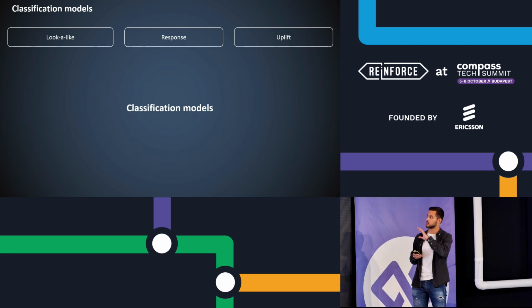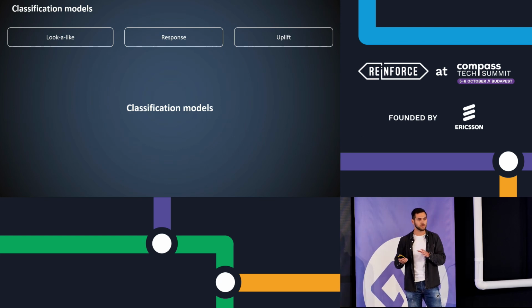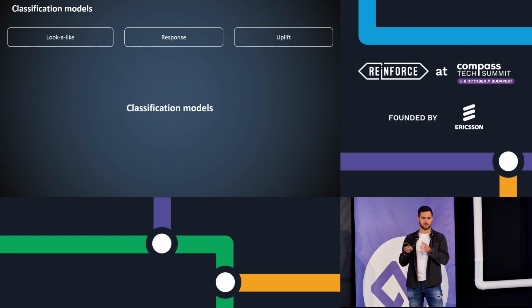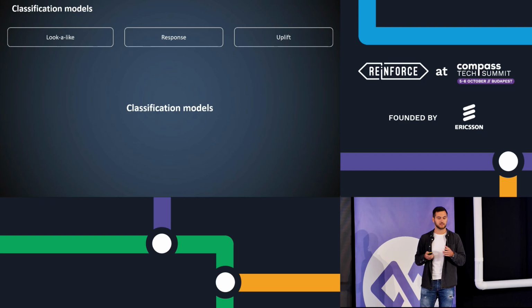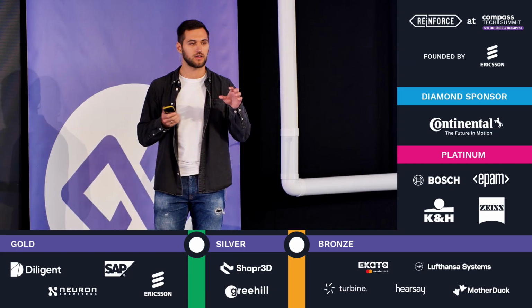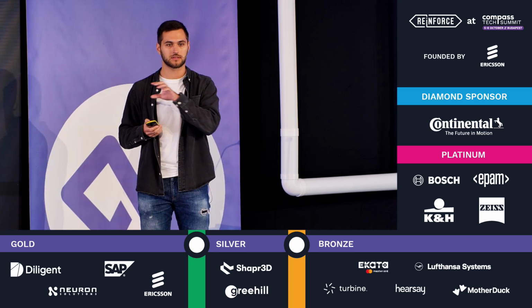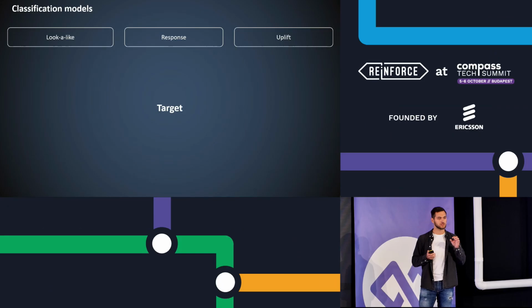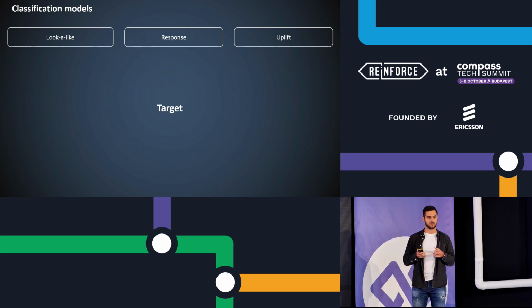You have seen these names of these types of models, lookalike, response, and uplift, many times already. And what do they have in common? They are all classification models, as we've seen before. And what does it mean for us as data scientists who will do some of the modeling part? It means that they have a lot in common: different preprocessing steps, different modeling steps. But here's the thing that I want to specifically talk about, because this is the main thing: the target. This is the main difference between all these types of models.